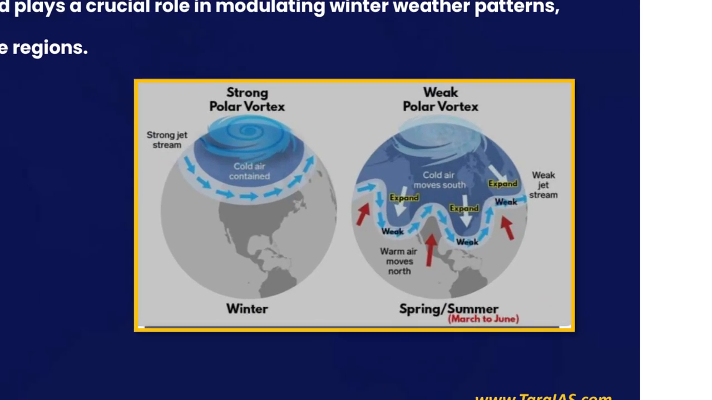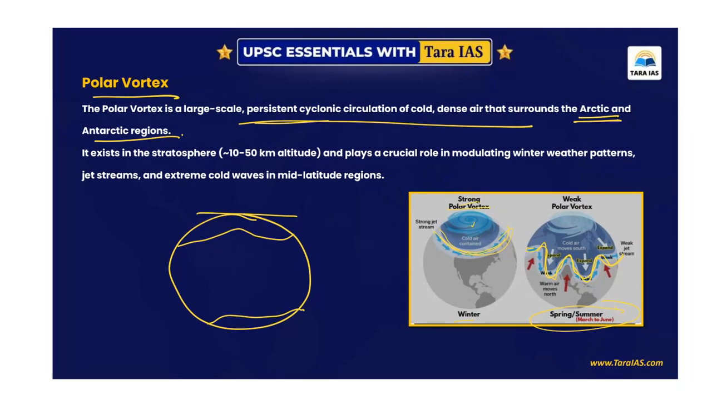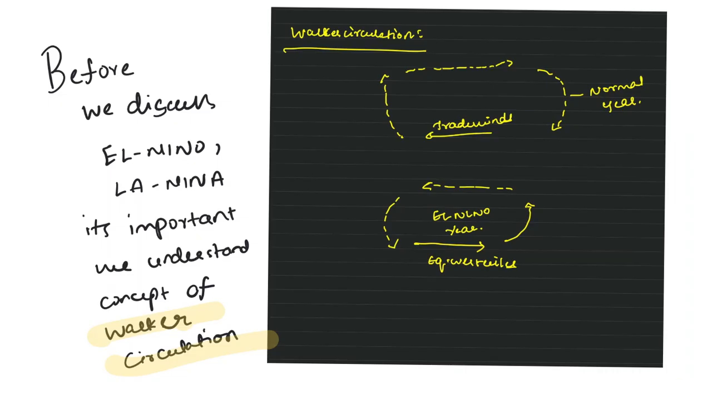So here see the example. Here the persistent cyclonic circulation of cool air is happening. Okay, it is a strong polar vortex, whereas a weak polar vortex forms in summer time, due to the increase in temperature. Because see here the jet stream, I mean this wind, is meandering. Okay, yes. So we're done with the concept of jet streams.